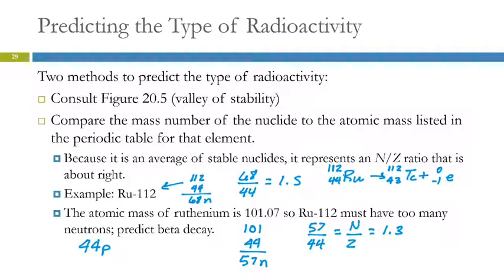So then we're going to get technetium-112, and that's going to have a ratio of 67 to 43. No, sorry, 69. That's what happens when I don't use the calculator. 69 divided by 43. What is wrong with my head here?